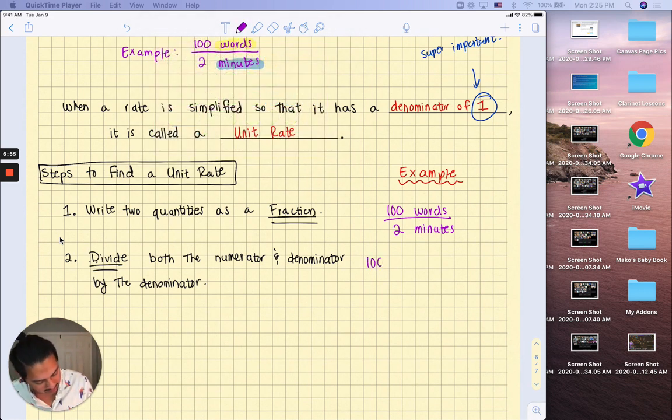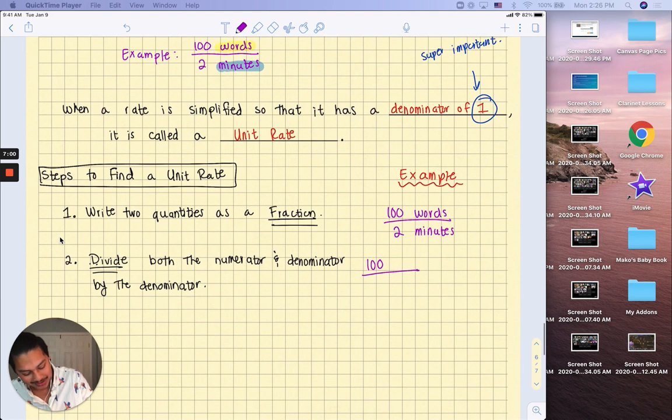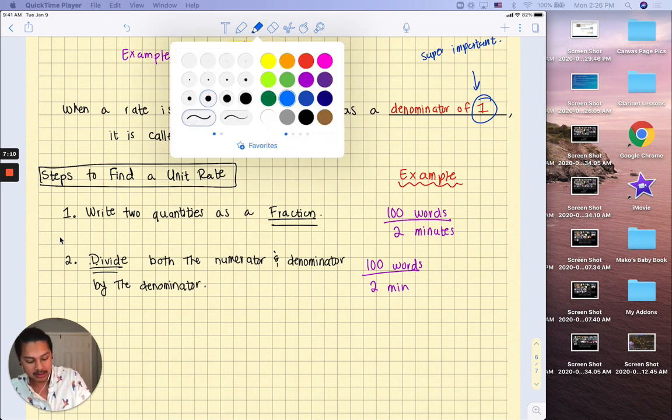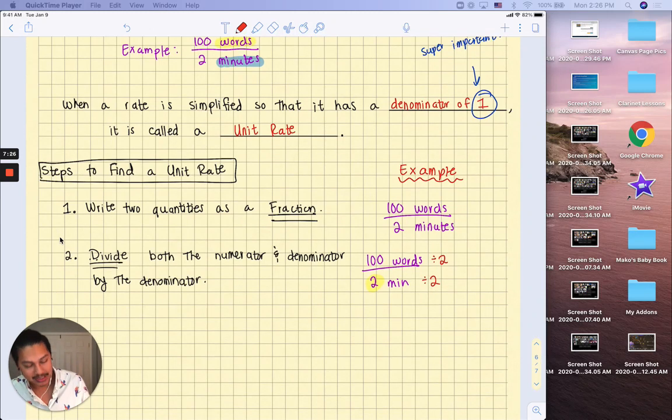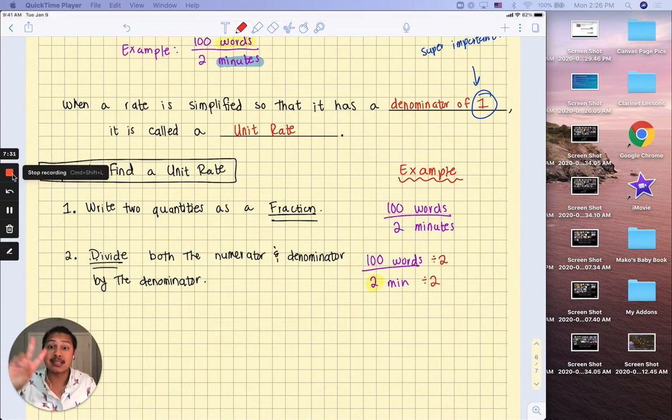So our original fraction is 100 words over 2 minutes. And remember, we're going to divide both the numerator and the denominator by the denominator. So let's look at what the denominator is. The denominator is 2. So we're going to be dividing both of these numbers by 2. I'll do that in red here. I'm going to divide the numerator by 2, and I'm going to divide the denominator by 2. So this is step number 2.